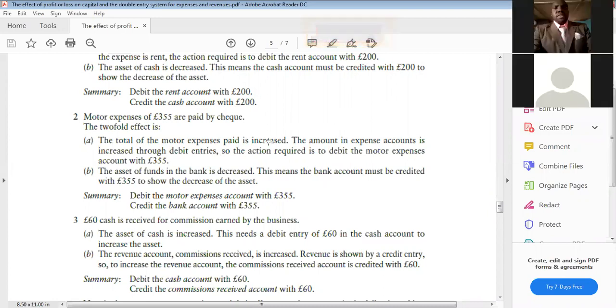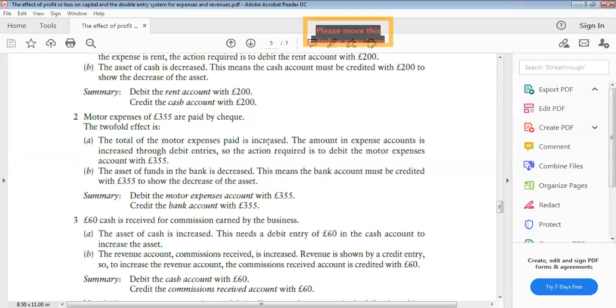The total of the motor expenses paid is increased.